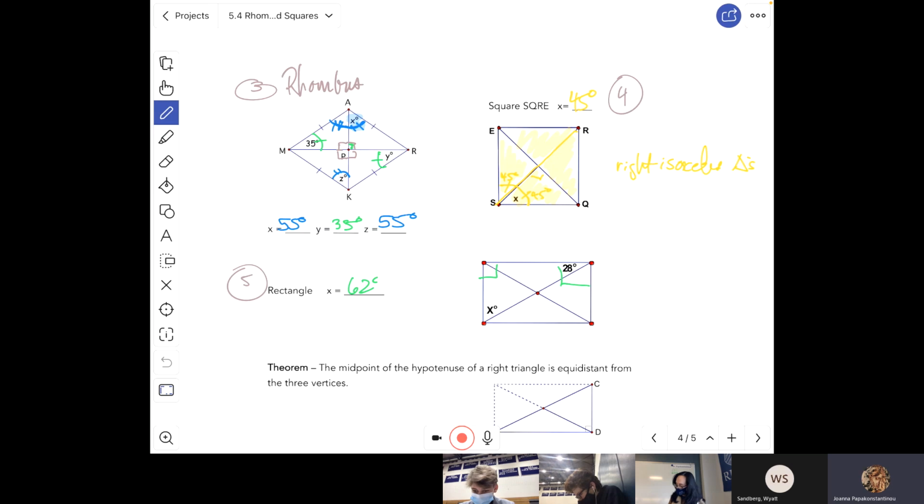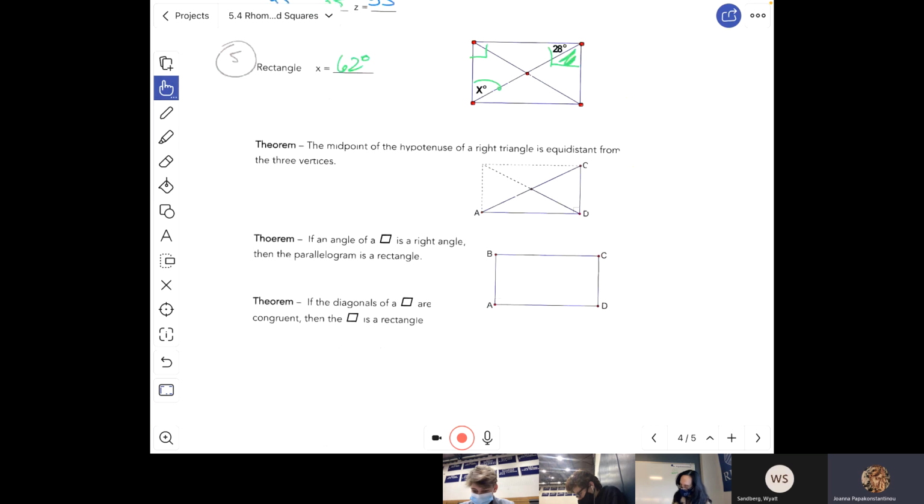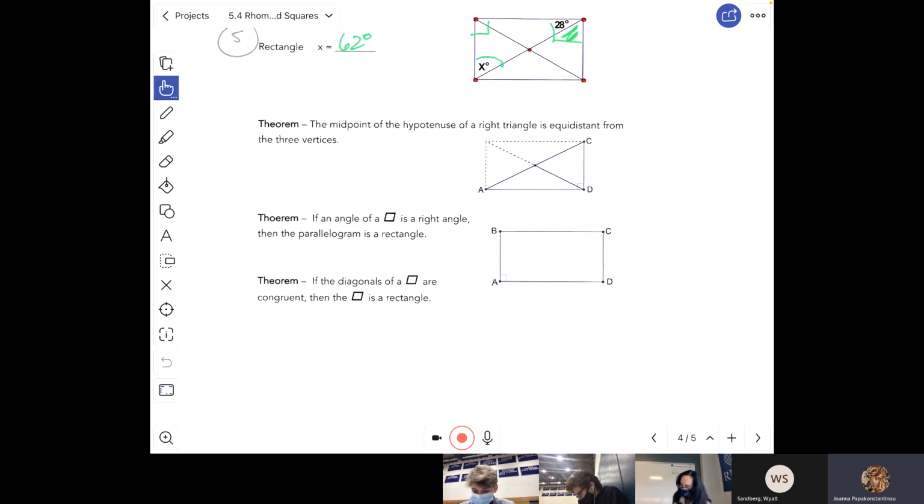We could subtract 28 from 90 to get this, which would be congruent to this. That would be another way to do it. Okay, another theorem. Now this one, we're going to spend more time on a little bit later, but let's see what it is saying. I have the following theorem. The midpoint of the hypotenuse of a right triangle is equidistant from the three vertices.